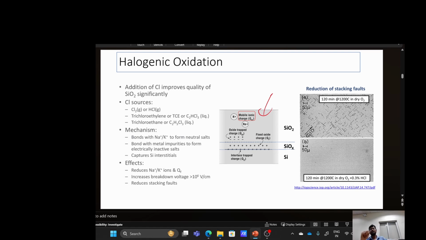How does it move through? Through the interstitial positions, but SiO2 is amorphous, so there are gaps through which it can move easily. So how can we do that? If we add some chlorine kind of gas through some sources, this Cl2 or HCl gas, and anneal in this kind of environment, the HCl or chlorine will diffuse inside the SiO2 and stabilize these ionic impurities.